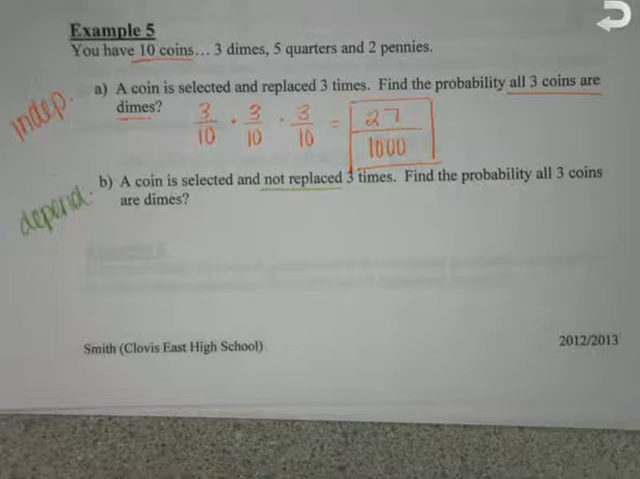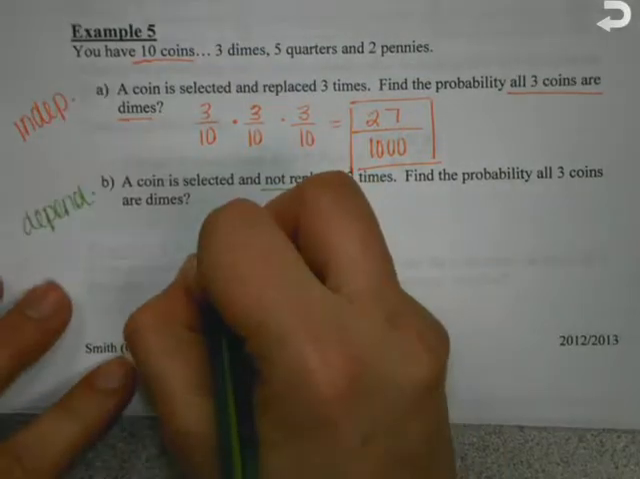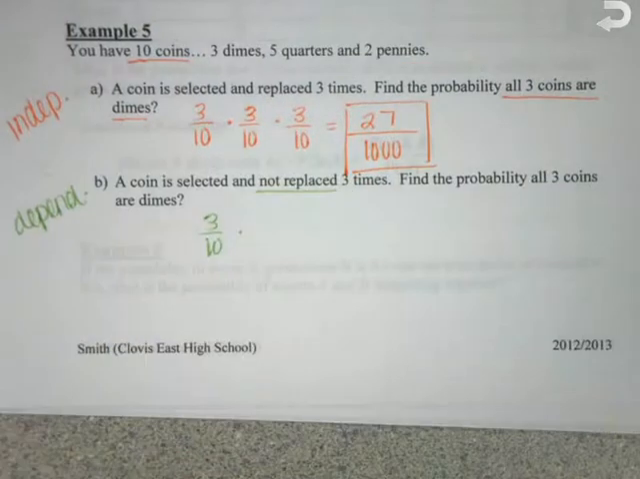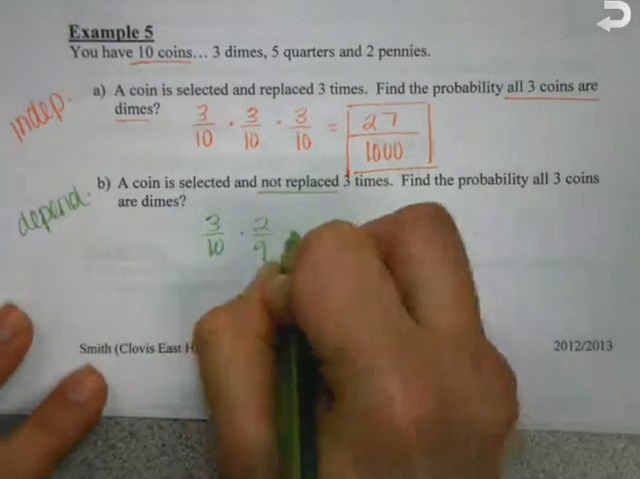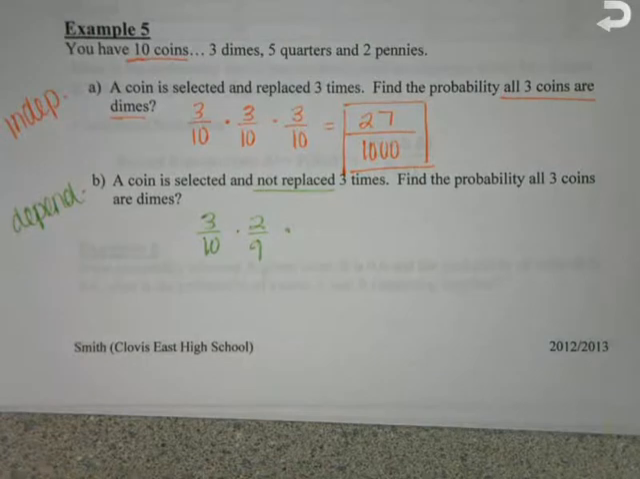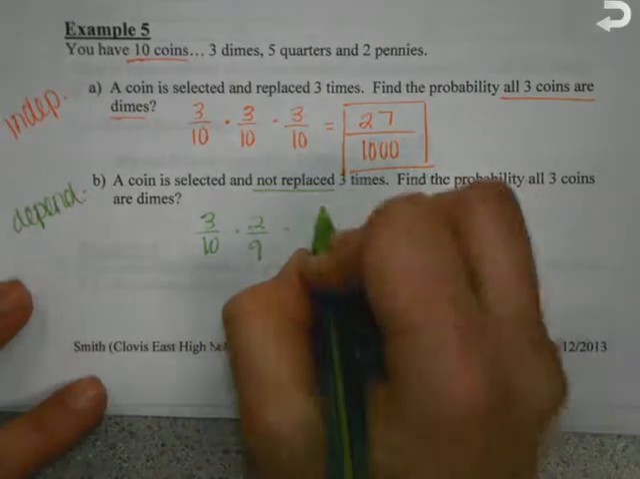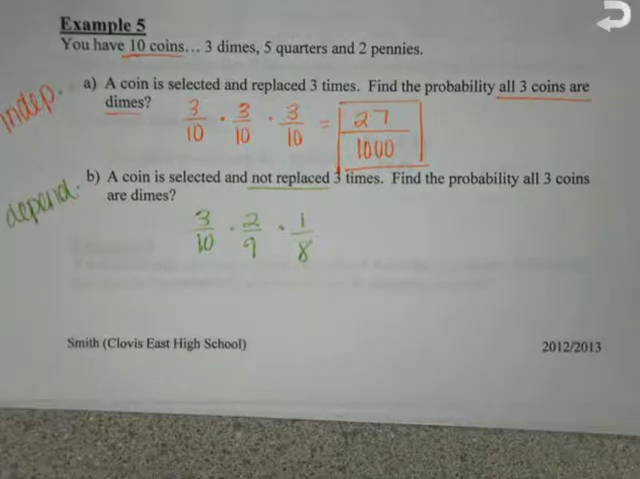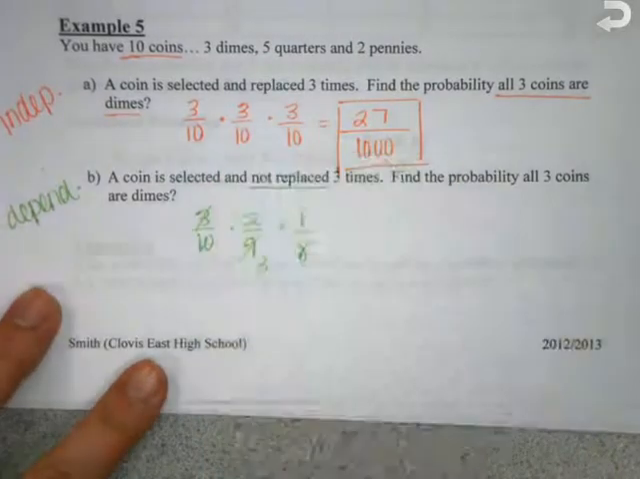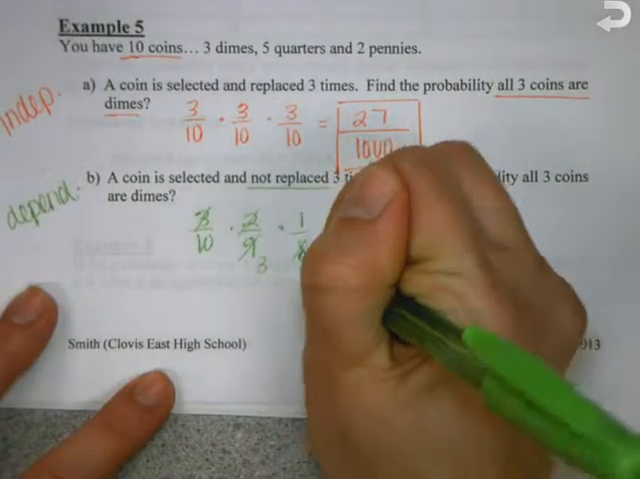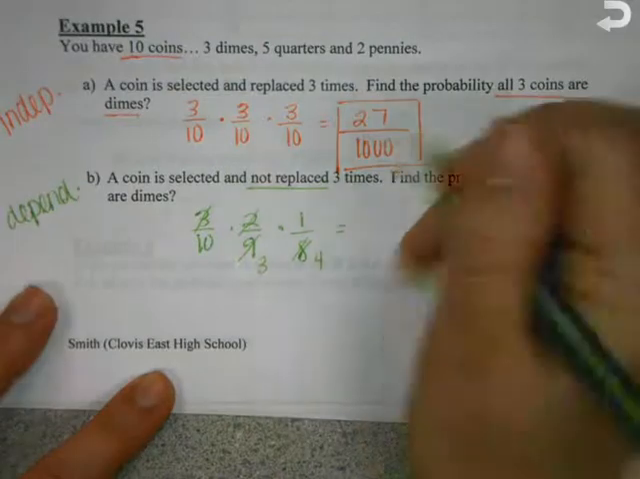3 out of 10. But I don't put it back, so what's the probability that my second is a dime? 2 out of 9, and I don't put that one back. So the last one would be a dime is 1 out of 8. Now, I suggest that you reduce this as much as possible. 3 goes into 9 3 times, and 2 goes into 8 4 times. So that's going to be 1 on top over 30. 120.